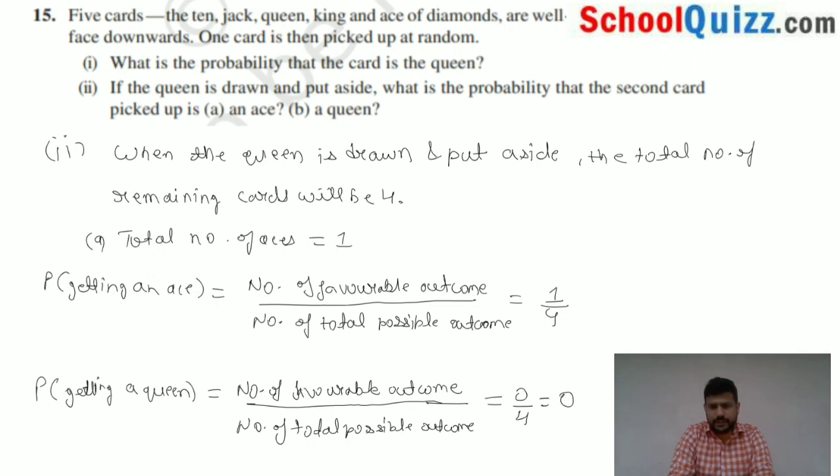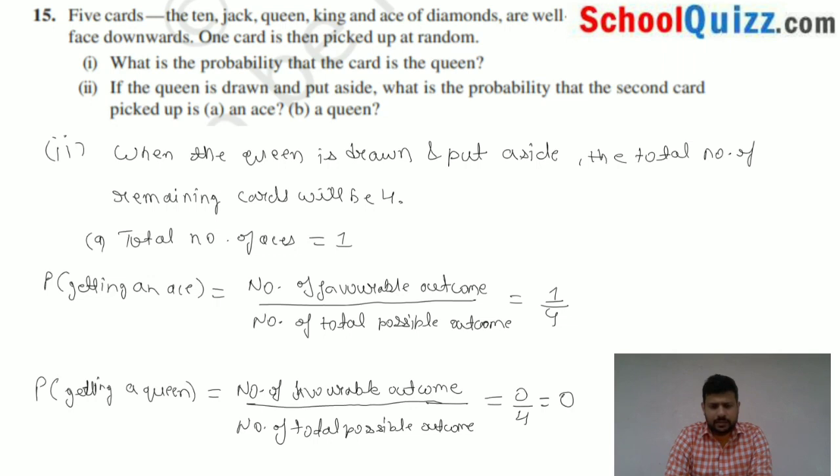Let me explain this question again to you. This question states that we have picked up a queen and put it aside. Now the total number of cards that we are left with is 4. And now total number of aces that we can have is 1. So what will be the probability that we can have an ace? It will be equal to number of favorable outcomes upon number of total possible outcomes. Here favorable outcome can be 1 only, so it will be equal to 1 by 4.